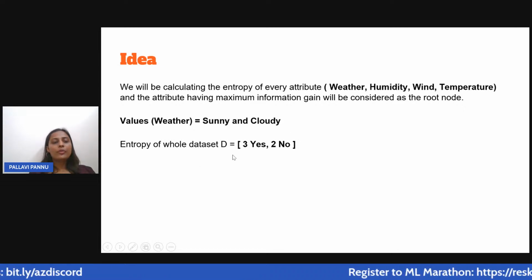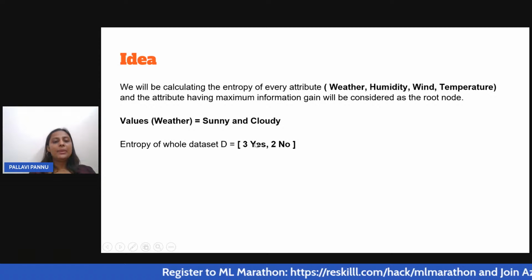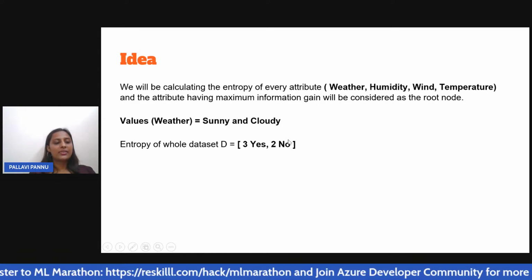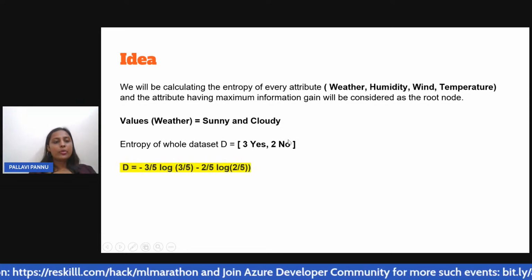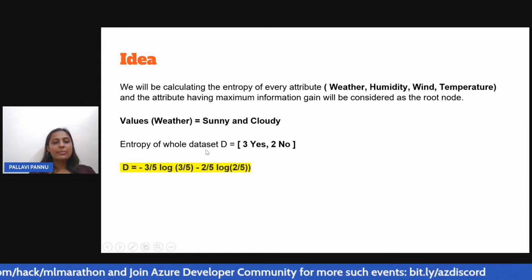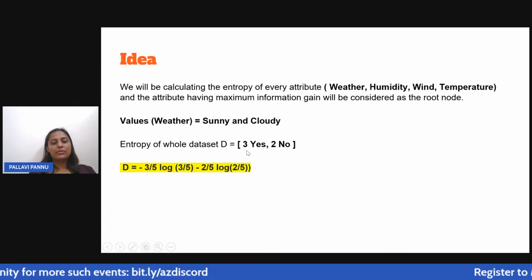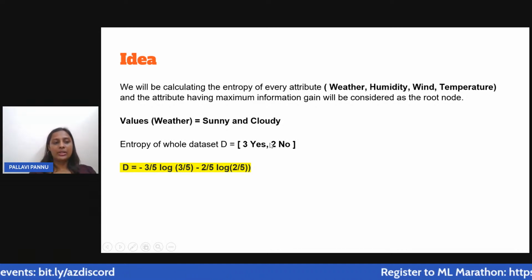So now, the entropy of the whole data set. In the whole data set, we have three play yes and two play no. We cannot play in two of these cases. So the entropy of the whole data set you can calculate as minus 3 by total 3 plus 2, which is 5, log of 3 by 5, minus 2 by 5 log of 2 by 5. So this you can calculate for the whole data set.